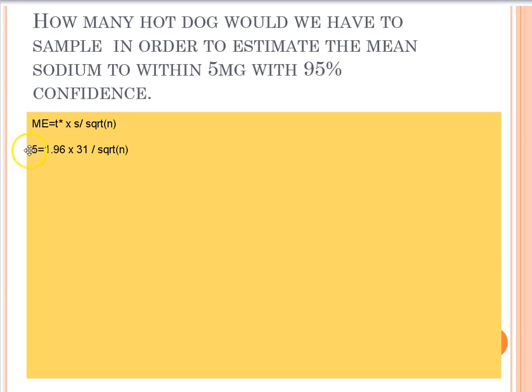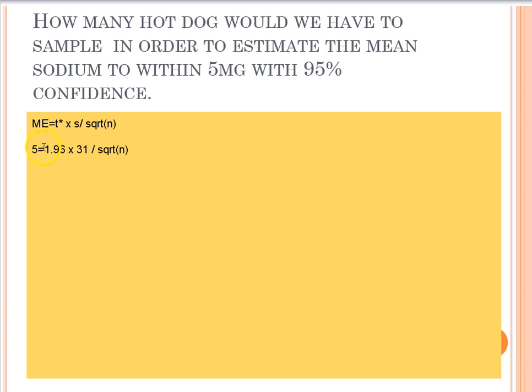The way we can think about this is through the formula for the margin of error. This again is what we reach up and down. So we want that to be exactly 5 milligrams. Our critical T depends upon our degrees of freedom, and since we don't know how many people we're going to sample, we're just going to assume we're going to sample a very, very large number. So that will be approximately close.